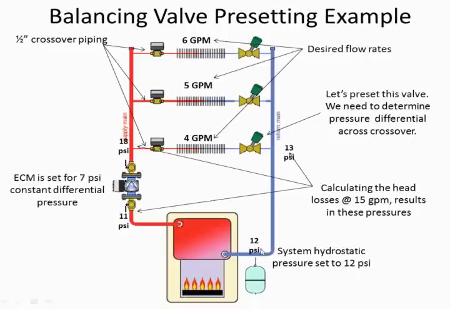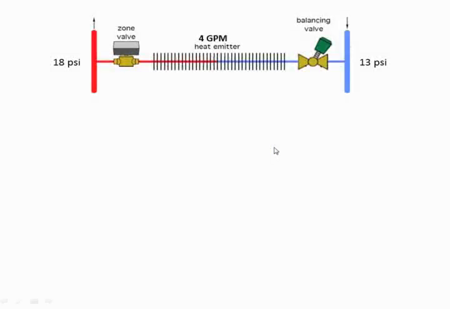Okay. Similarly, starting back at 12 psi again, and we know there's 15 gallons per minute coming down through here, we can calculate the pressure drop through this leg of our system. Now let's say for argument's sake that's 1 psi. So if this is 12 psi, that would make this 13 psi. 13 psi minus 1 equals 12. So now we have the pressure differential across over here. So now we're getting closer to determining what our presetting needs to be.